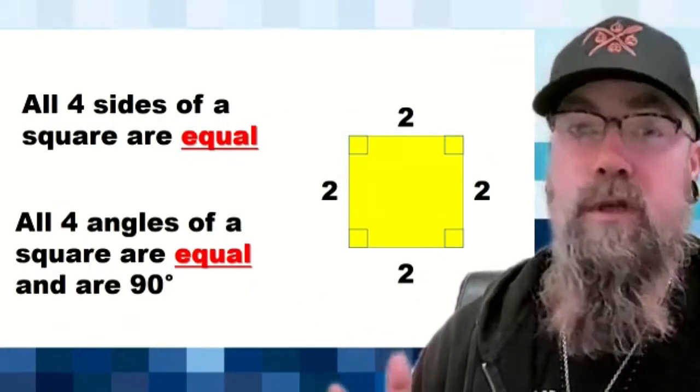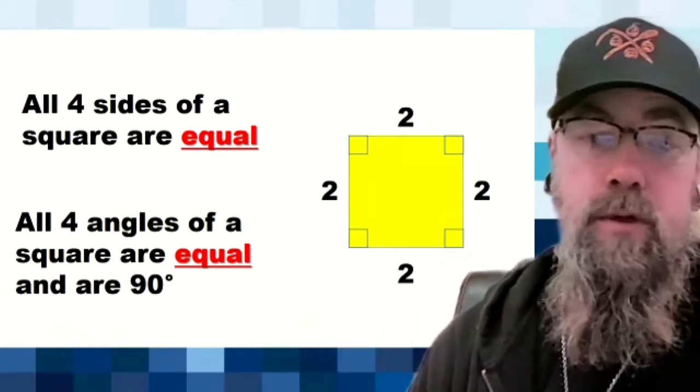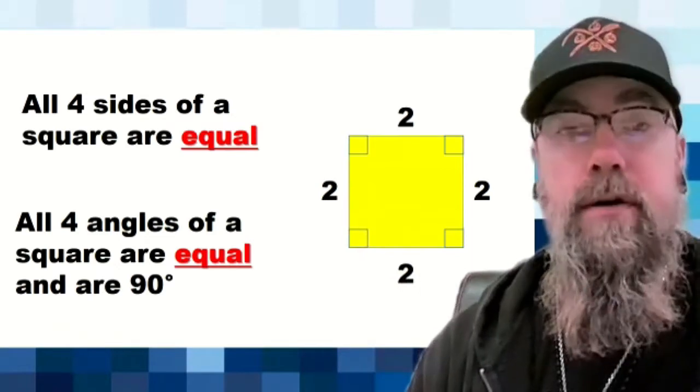So squares have four sides. Each of those four sides is equal. In this case, each side equals 2. Additionally, they have four angles, and all four angles are equal and are 90 degrees.